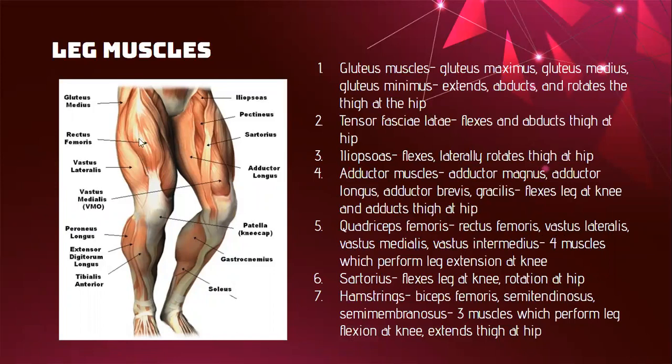So that's your rectus femoris. That's the one in the middle. That's the big one right on top. The vastus lateralis is on the outside of that. The vastus medialis is this one right here, even though it's pointing to the other leg.